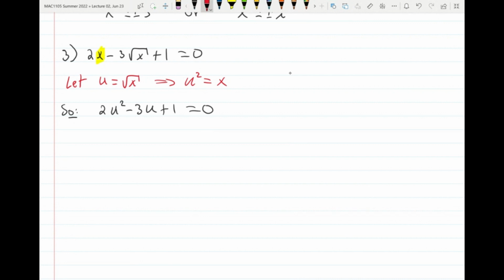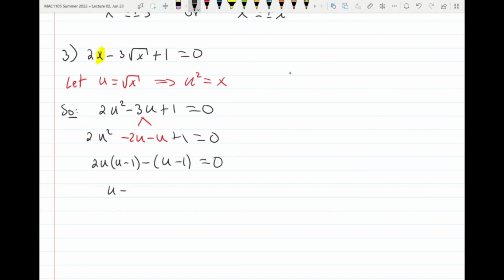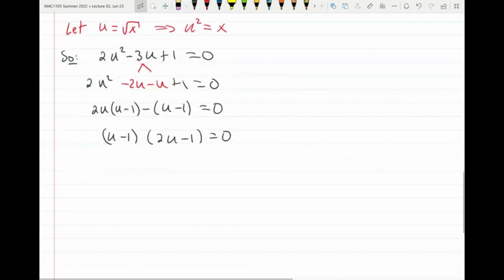So let me refresh the AC method. That would be negative 2u minus u. Then in the first pair, I'm going to factor out 2u, so we get u minus 1. And in the second pair, I'm going to take out a negative, so we get u minus 1. And now we factor out u minus 1. All right, so this factors as u minus 1 times 2u minus 1. Everybody okay? So we get two solutions for u: u equals 1, or what's the other one? 1/2, good.